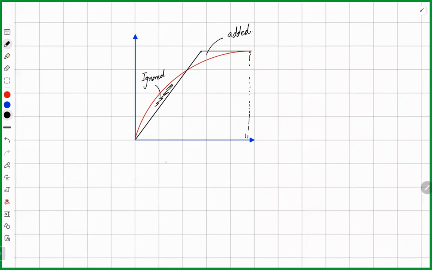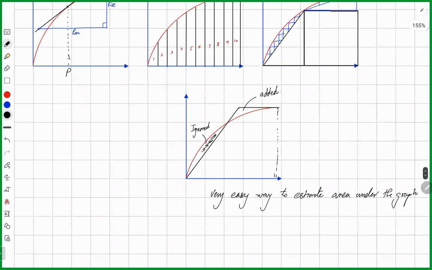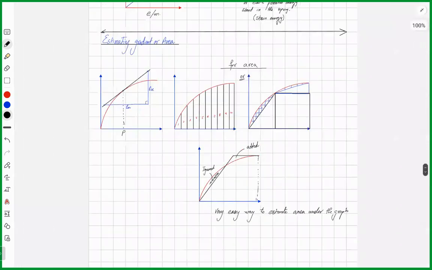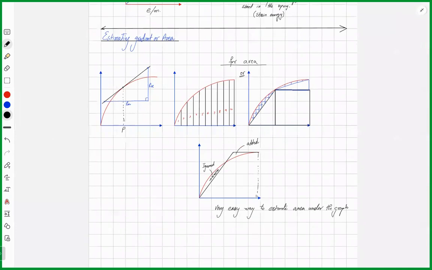Okay, very easy way to estimate area under the graph. So what you do is you include some of the portion from the outside, and you exclude some of the portion from the area under the graph to compensate one another, and then you can find the area of the regular shape, and that will be one easy way of finding area under the graph.